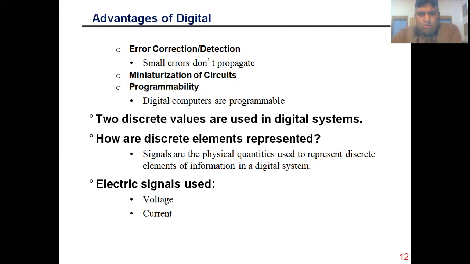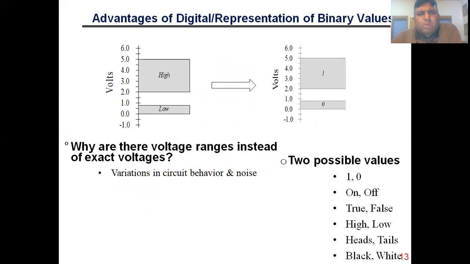Okay, two discrete values used in a digital system. We already said electric signals use voltage and current. We can use voltage and current to represent a logic high or logic zero in a digital circuit. Here he has shown some ranges. This slide is telling you that from 2 volts to 5 volts we can set as logic high, and from, let's say, 0 to 0.7 volt, we can fix it as logic low. Logic high or logic low, or we can say logic 1 and logic 0.